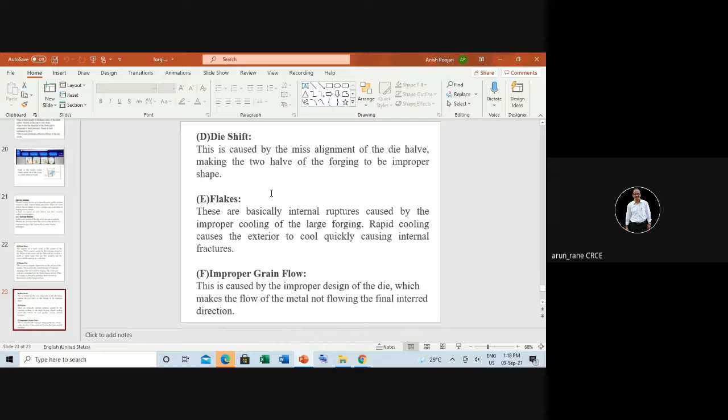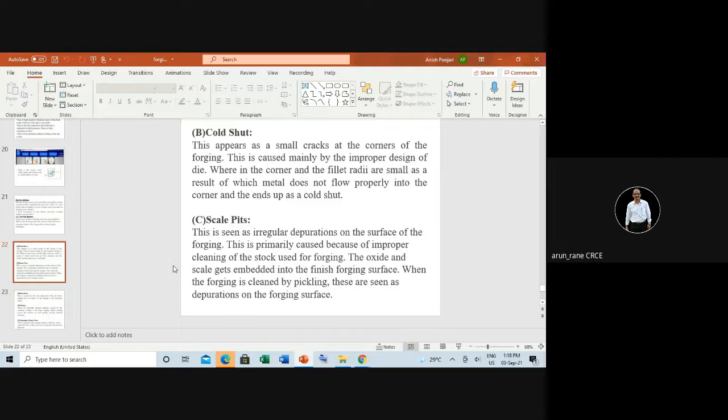And this is mismatch. Internally, if there are ruptures, that is called flakes. Internal ruptures will occur because of improper cooling, not gradual cooling, as I told. So the cooling has to be gradual. And improper grain flow. So these are some defects. Normally forging defects we don't ask, so you have to concentrate on the casting defects only.